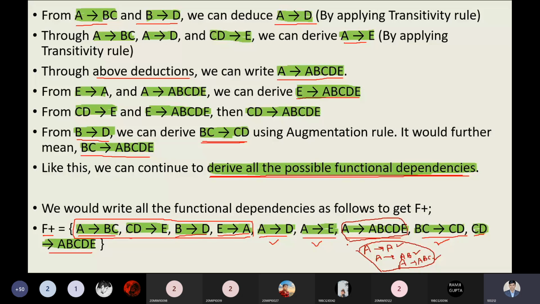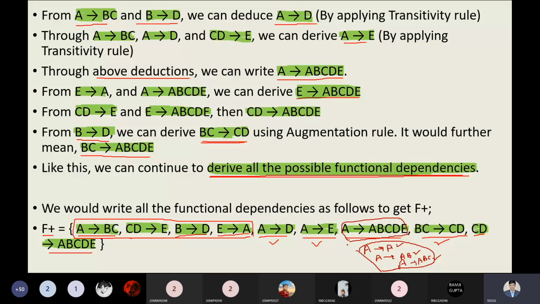If you want to write, you can write. I am accepting all the answers because they are justifiable, but at that moment you have to justify how you are getting it. So from B determinant to D, we can derive BC determinant to CD. Why? After applying the augmentation rule, we get BC determinant to CD, so C is augmented at both ends. You have to write a few statements while solving the question, because it is a 10 mark question. So you will get the 10 marks on this condition. That was my point.